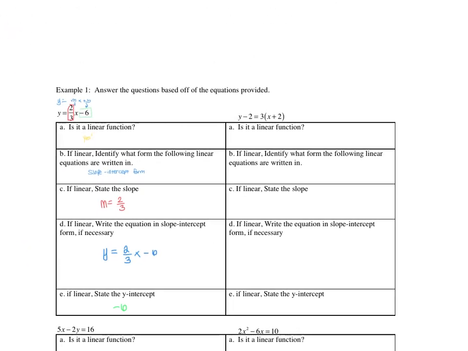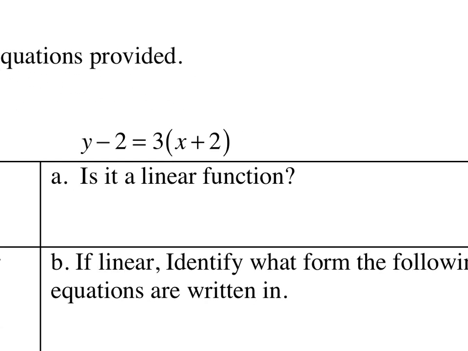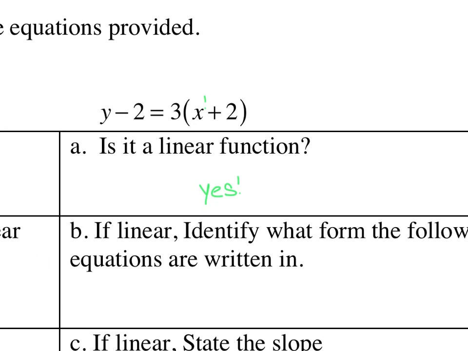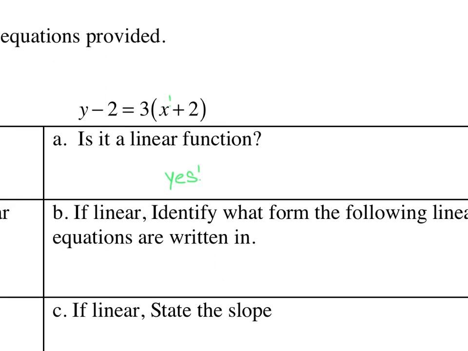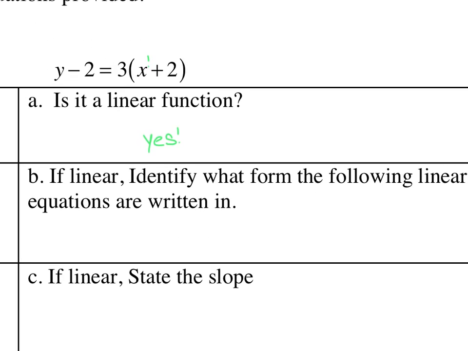All right, let's go on to our next example. Is it a linear function? Well, I look at my x and there is no exponent, so yes, this is a linear function. If it's linear, identify what form the following linear equations are in. So this is written in point slope form. If it's linear, state the slope. Well, if I look, my slope is going to be a 3.